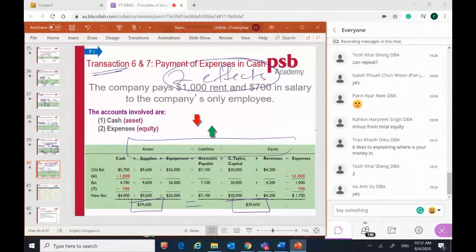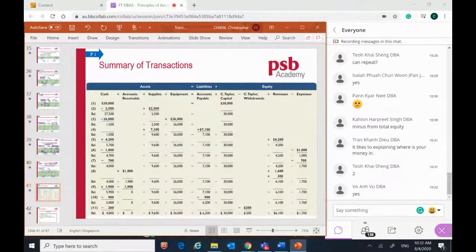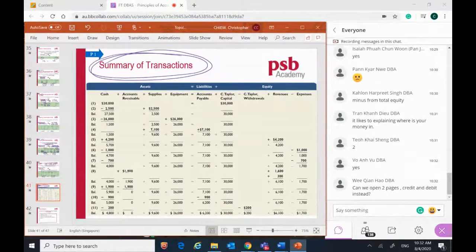All right, good. So now to summarize. Now, of course, this is from your textbook, okay? Oh, okay, we have a question. Can we open 2 pages, credit and debit? Okay, you're right. Now, over here, I just show you the effect on the accounting equation.